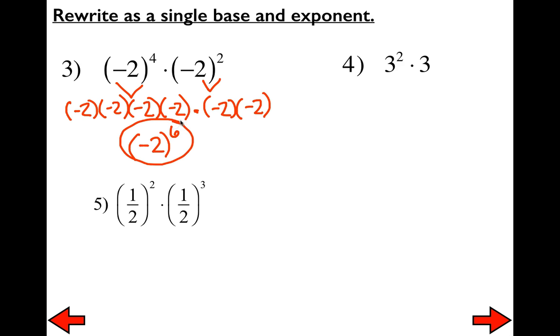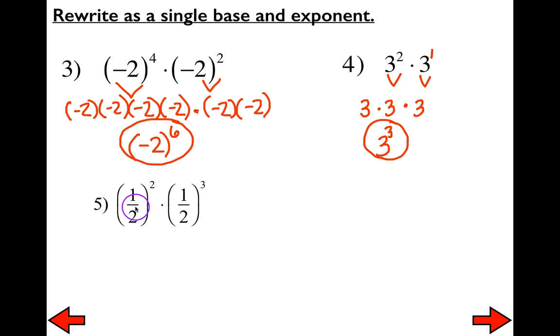And that is my answer. For number 4, first of all, this 3 doesn't have an exponent. I know it's being raised to the 1st power. So I'm going to go ahead and break that up as 3 times 3. Bring this down as 3. So here, the number that's being repeated every time is a positive 3, being repeated 3 times. So that is my answer.